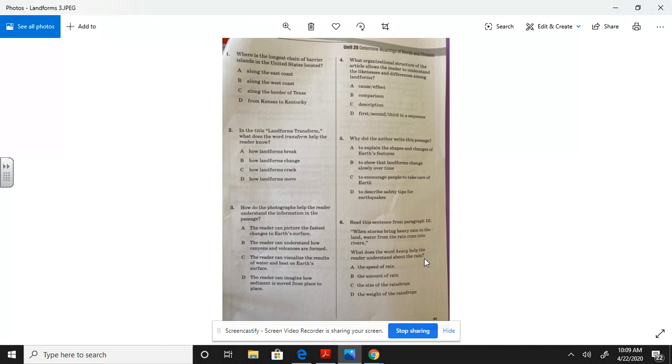Number 6, read this sentence from paragraph 10. This is one we're not going to have to go back into either because it's right here. When storms bring heavy rain to the land, water from the rain runs into rivers. What does the word heavy help the reader understand about the rain? The speed of the rain, the amount of rain, the size of the raindrops, or the weight of the raindrops? Well, I know that when I've watched the news before and they talk about heavy rain, and I've looked out my window and seen it, I know that heavy means the amount of rain. So this can be a question I can answer using my prior experiences.